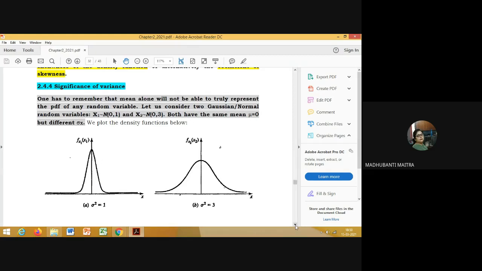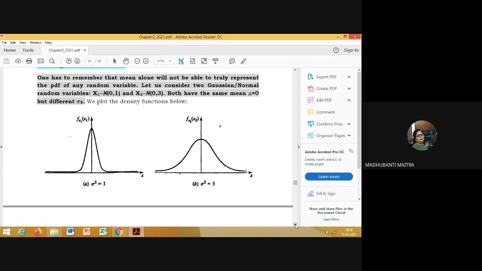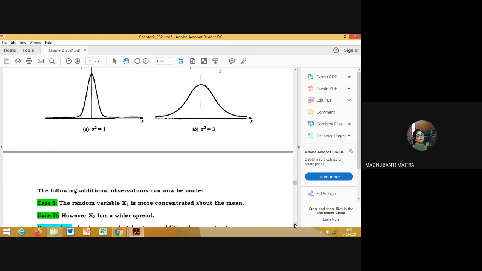So with the help of one single parameter, we cannot actually describe the density function. Zero mean, yes, the mean value is important. We have to find out whether the density function is symmetric about its mean value or not. But at the same time, to exactly describe the nature of the bell-shaped curve, how wide it is, whether it's a steeper one or not, we require the second parameter, which is the variance in this particular case.